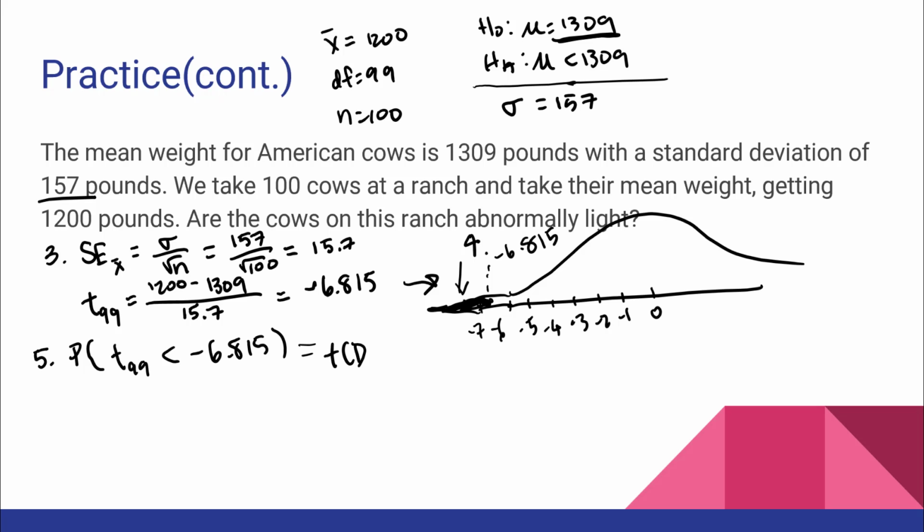And then we put in our calculator function. So this is tcdf, and we give a lower bound, an upper bound, and a degrees of freedom. So we know our degrees of freedom already, that's the easiest one, 99. And then we have to put in a lower bound and an upper bound. So the range that we're interested in is from negative infinity to our t-score. So our lower bound would be negative infinity, and our upper bound would be our t-score of negative 6.815.